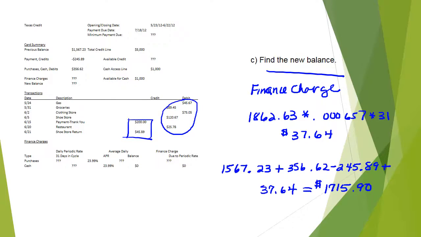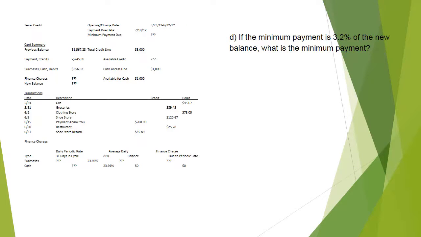All right, and the last thing we want to do is calculate our minimum payment. It says our minimum payment has to be 3.2% of our new balance. So since our new balance is $1715.90, we want to just multiply that by 0.032. We want to convert that to a decimal. That gives me a minimum payment of $54.91.